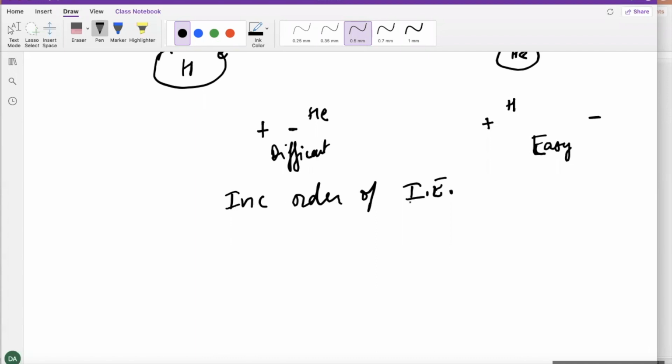So increasing order of ionization energy is: hydrogen is going to take less energy. So it's going to be less ionization energy than helium. So helium takes more energy to remove the electron versus the hydrogen.